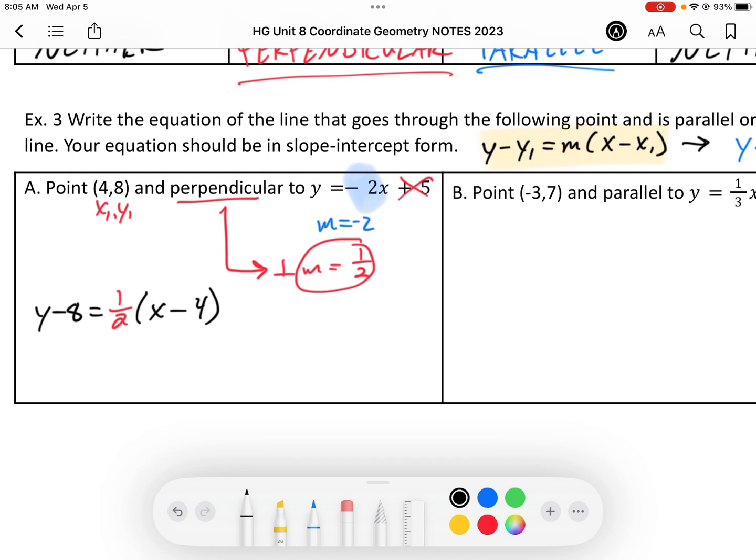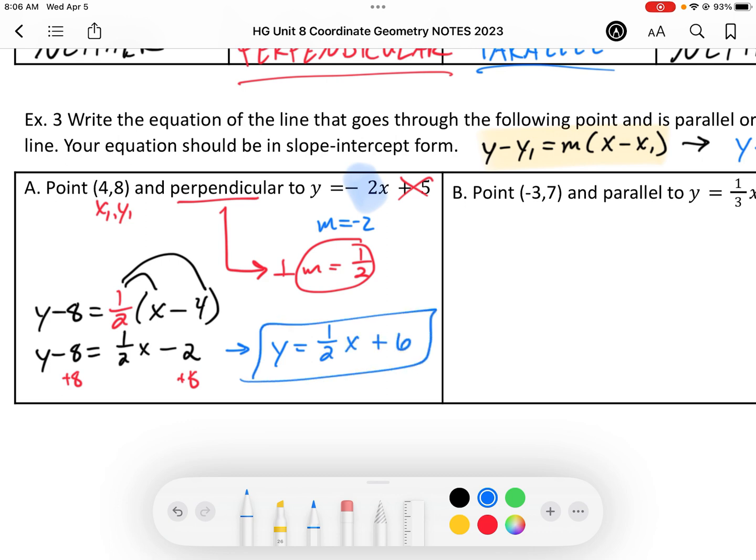To do that, the first thing you need to do is get rid of the parentheses, and then next you'll get y by itself. To get rid of the parentheses, you have to distribute. So y minus 8 would actually equal 1/2 x minus 2. When you distribute 1/2, you get 1/2 x minus 2. Then we can add 8 to both sides. And my final answer is y equals 1/2 x plus 6. Okay?